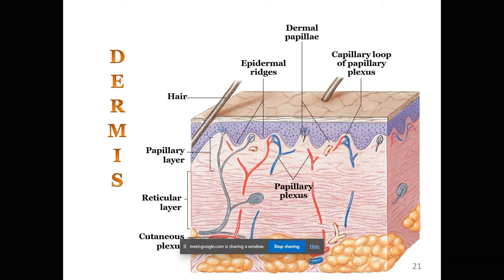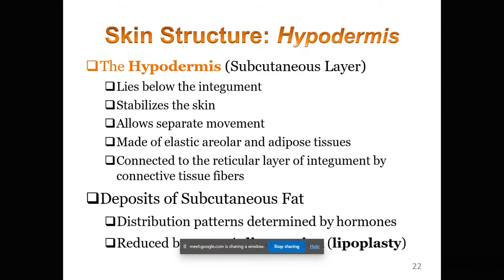Okay, so this is the structure of dermis. So skin structure, hypodermis, we will just have an overlook of it. Hypodermis, also called the subcutaneous layer, lies below the integument. So hypodermis is not part of the skin. Please understand this. It is not part of the integumentary system.